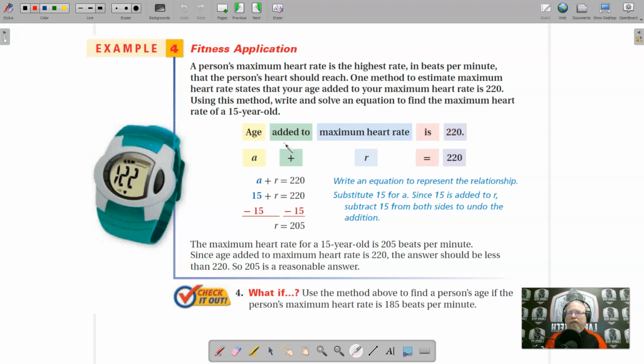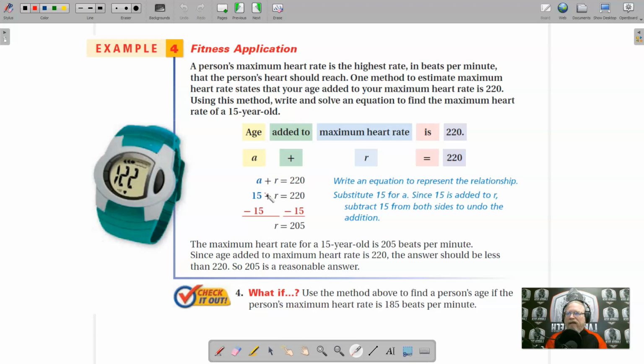Now let's change that over to math. For age, we'll use an A. For added to, we'll use addition. Maximum heart rate, we'll use the R from the word rate to represent maximum heart rate, is the equal sign. And then 220. So we now have an equation of A plus R equals 220. So we create that equation, A plus R equals 220.